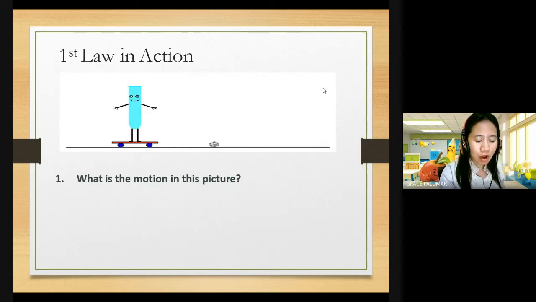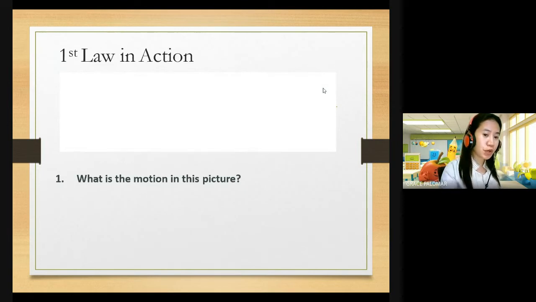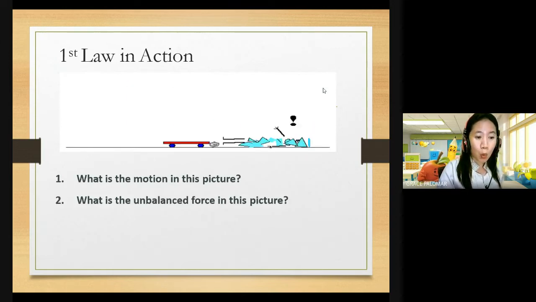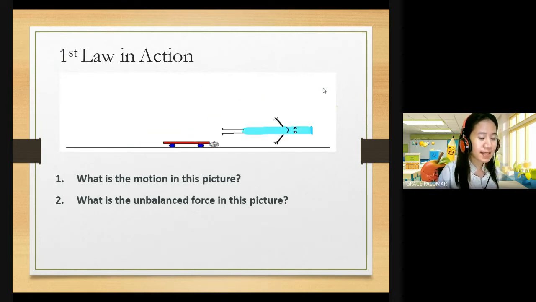Okay, so the object that is in motion is of course the skateboard, and along with the skateboard is of course the skater that uses it. Next, what is the unbalanced force in this picture? Okay, I'll give you 5 seconds to answer.